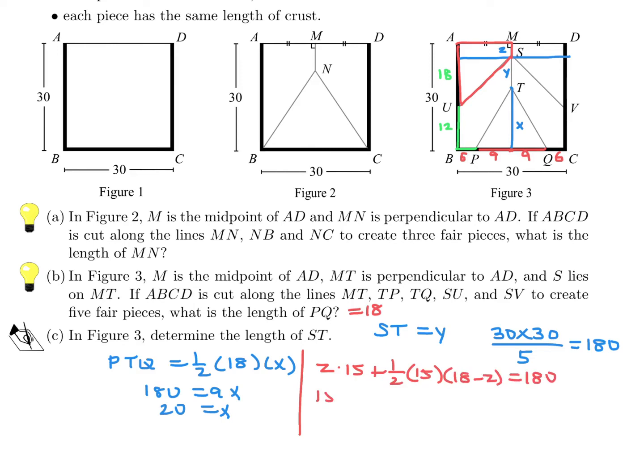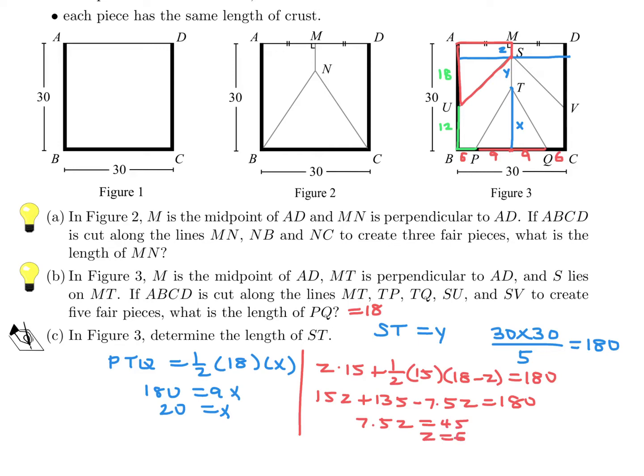So this will be 15z plus 9 times 15. 9 times 15 is 135. And then 7.5z plus 135 is 180. So that means 7.5z is 45, and therefore z would be 6.